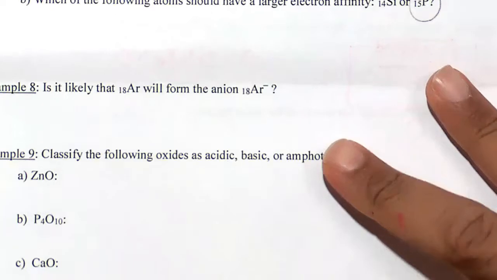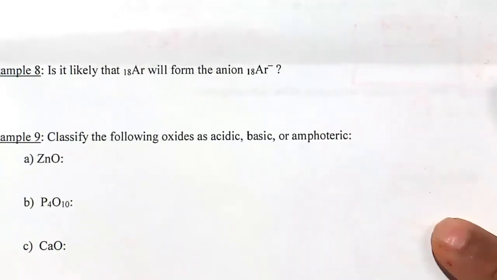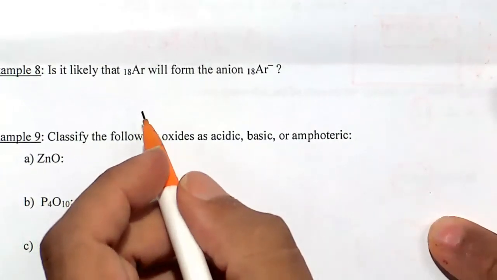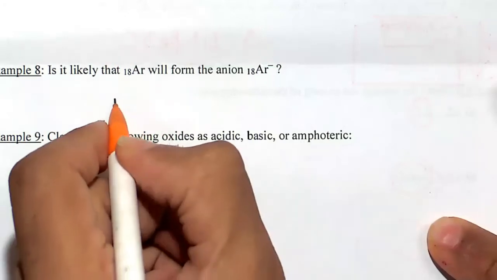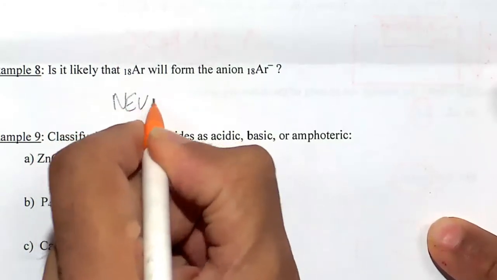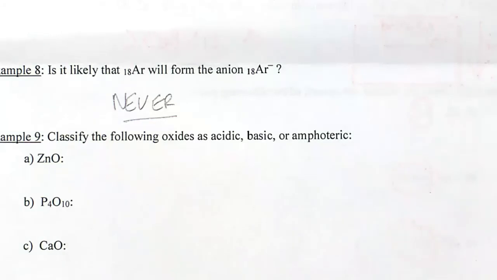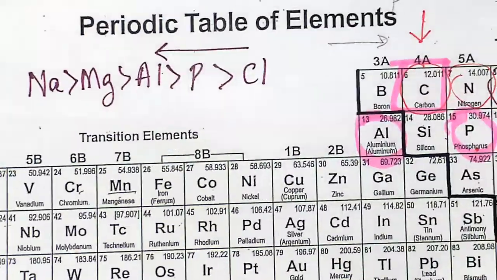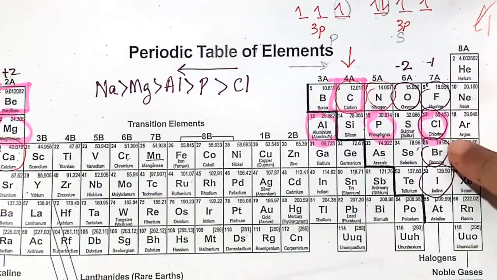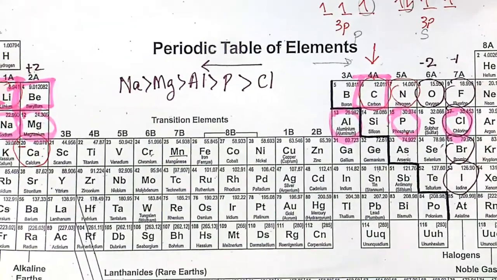And then finally, we ask ourselves the question, is it likely for argon to form the anion Ar minus? Flat out never. It's not going to form. Noble gases, of which argon is a part, will never form charges, positive or negative. It has a completely filled electron shell. In fact, if you look at the periodic table, argon has a completely filled 3s2, 3p6 shell.